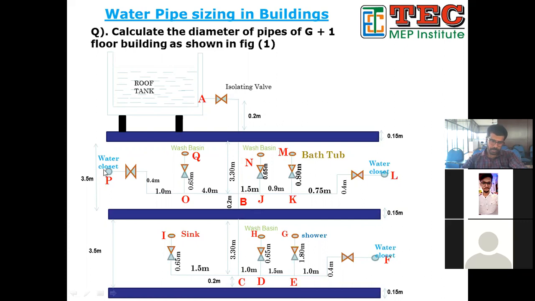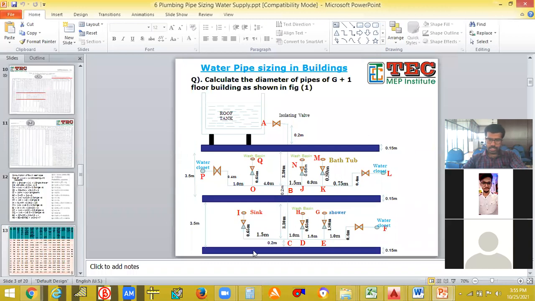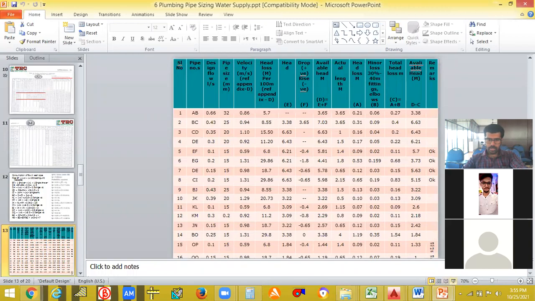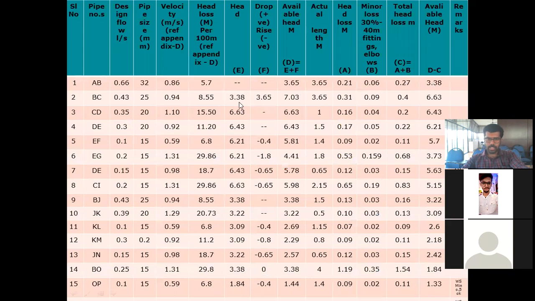So what you have to write there? The same value you have to write there, okay? So you can write 3.38 here. 6.63 will be the same 6.63. 6.43 will be this 6.43. 6.21 will be here also 6.21. So for BC you got 0.43 to 25, 0.94, 8.55, 3.38. This 3.38 you got from the available head, then you have to write it here.